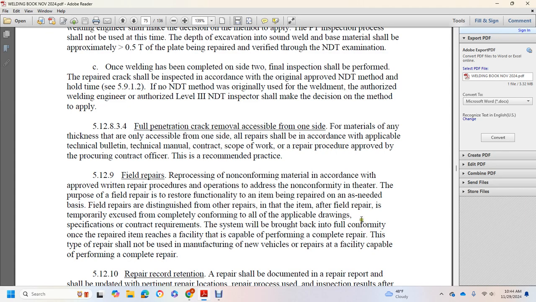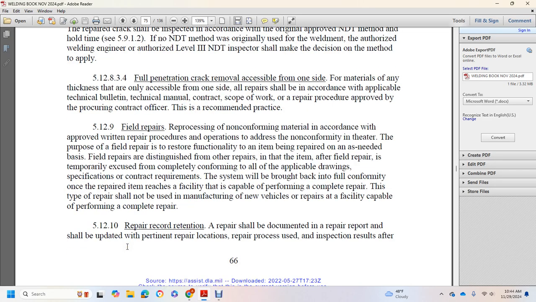The requirement is that the system is brought back into full conformity once repair reaches the facility capable of performing complete repair. This type of repair should not be done with manufacturing of new vehicles. Repairs at a facility capable of performing complete repair.